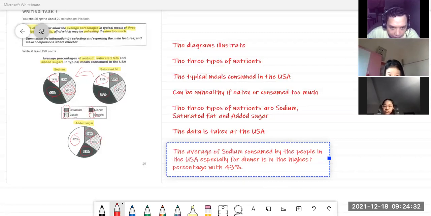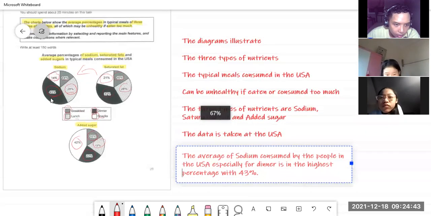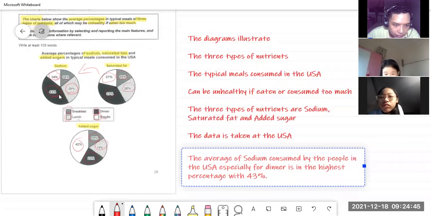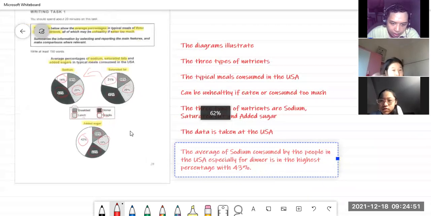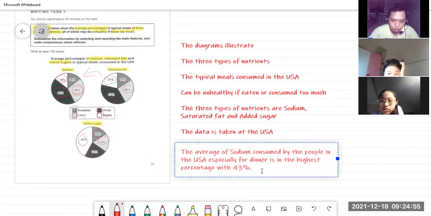So we have explained the dinner. What else after dinner? After dinner, which one is the second biggest? Lunch? Okay, so what can we write to explain the lunch?